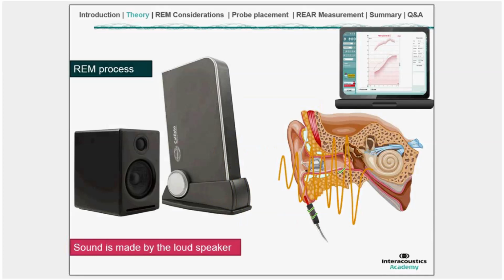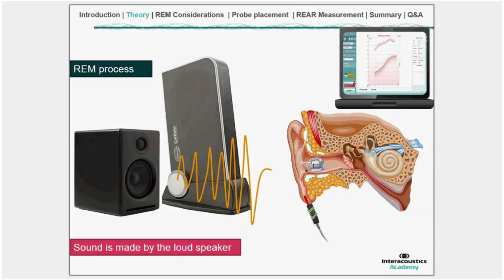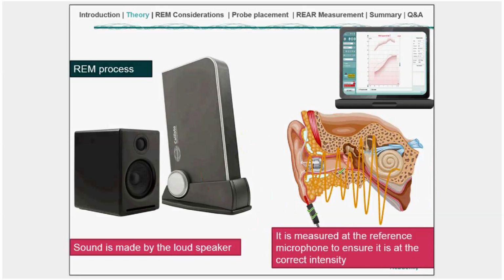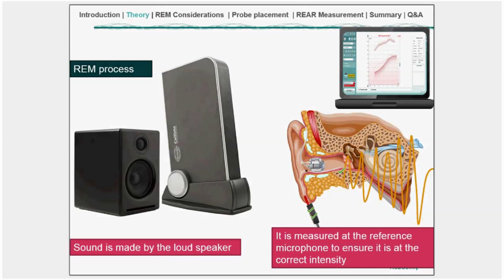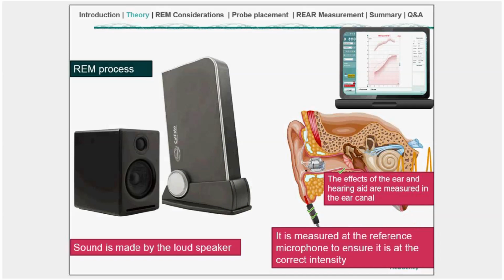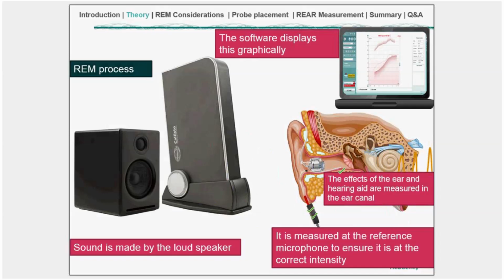So the process is that sound is made by the loudspeaker. You should now be seeing some sound waves coming across. Then we measure the sound at the reference microphone to ensure it's at the correct intensity. Then the effect of the ear and the hearing aid is measured in the ear canal by the probe microphone. And that effect is then displayed graphically on the screen for the clinician to see.